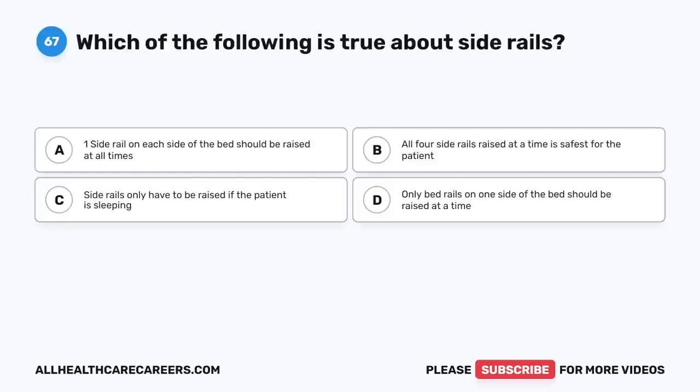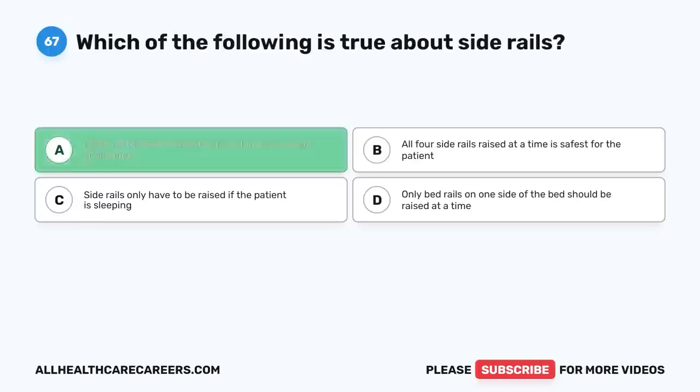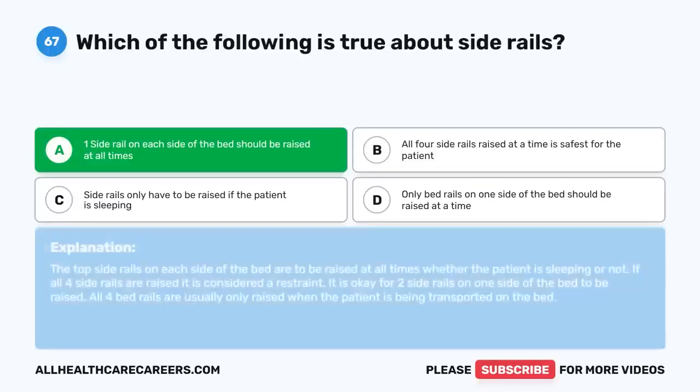Question 67. Which of the following is true about side rails? A, one side rail on each side of the bed should be raised at all times. B, all 4 side rails raised at a time is safest for the patient. C, side rails only have to be raised if the patient is sleeping. D, only bed rails on one side of the bed should be raised at a time. The correct answer is A, one side rail on each side of the bed should be raised at all times.